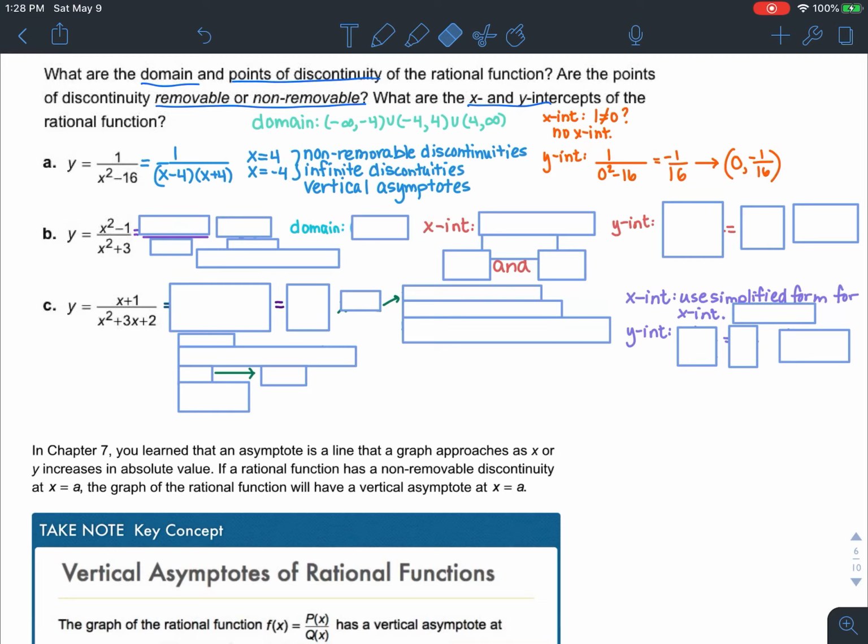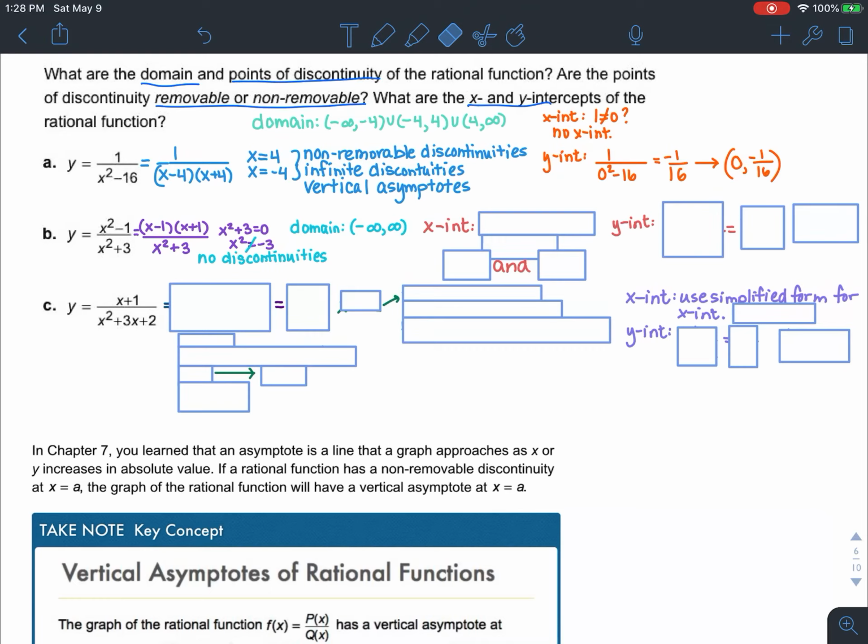Okay, let's look at B. B can be factored on the top, can't be factored on the bottom. Nothing is canceling. Set the bottom equal to 0 to find out what will make the bottom be 0. But there isn't anything because you can't make x squared equal negative 3. So what does that mean? There are no discontinuities. This is a continuous function. If you don't have a discontinuity, the domain is everything. The domain only skips numbers if they're discontinuities.